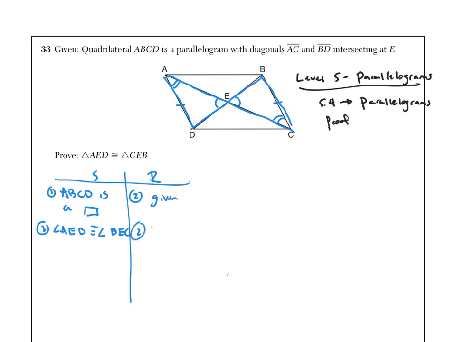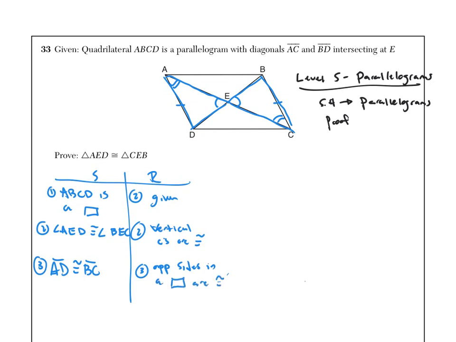And that's because vertical angles are congruent. Now 3, let's just keep talking about what we know. We know AD, this is what else we marked, is congruent to BC. We marked that because opposite sides in a parallelogram are congruent.